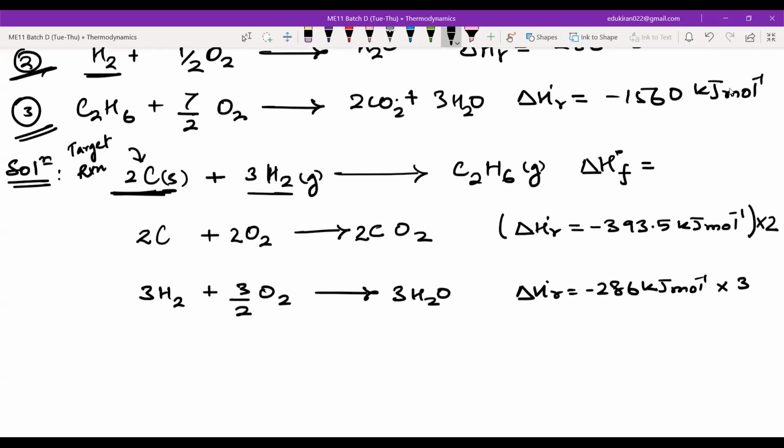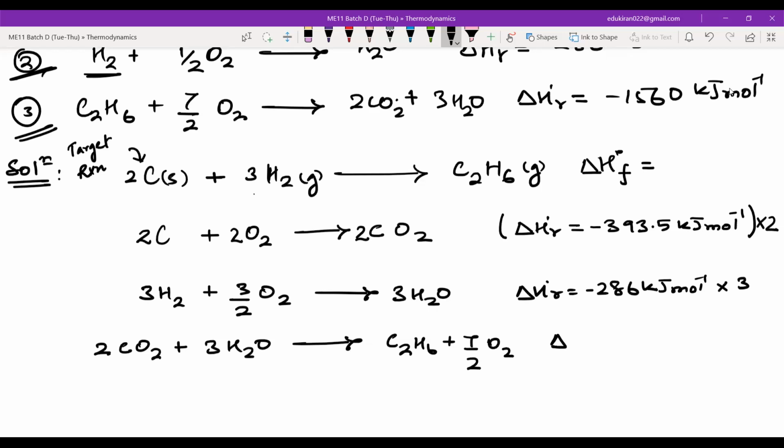Now, the next is the third reaction and the target reaction. What is common between them? Ethane is common. But is ethane on the same side in both of these reactions or on different sides? Different, right? So we will reverse this reaction. We will write 2 moles of CO2 plus 3 moles of H2O is going to give me C2H6 plus 7/2 moles of O2.